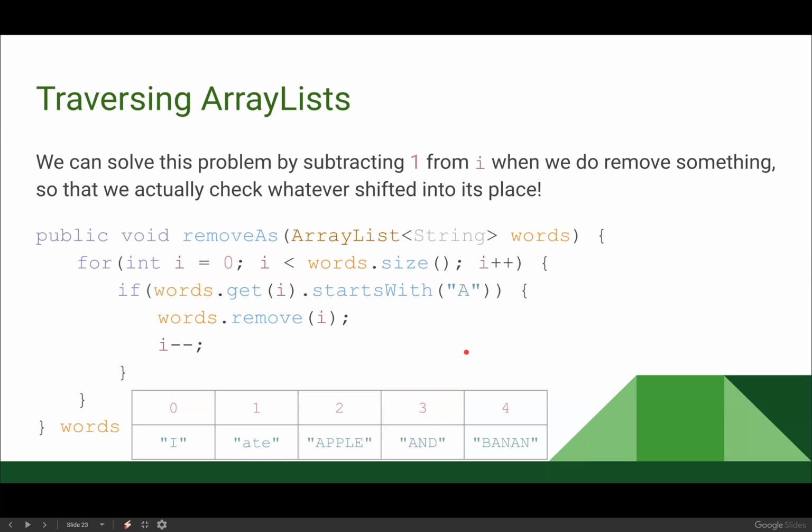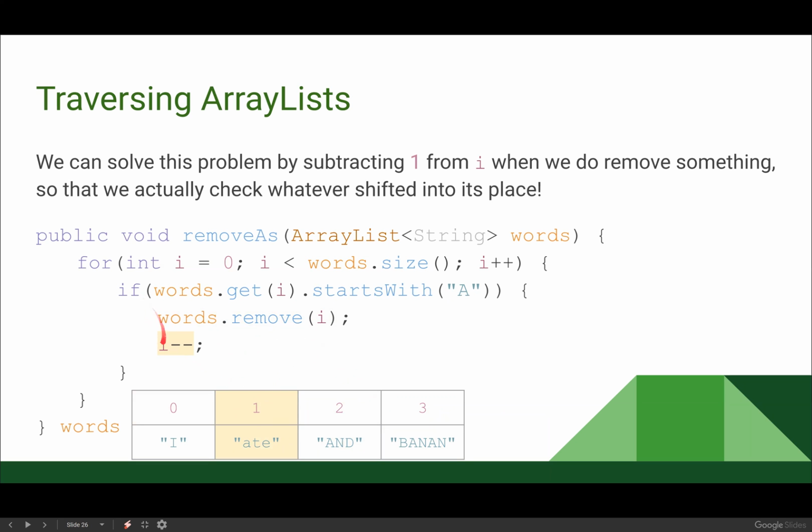So what we can do to solve this problem is anytime we actually remove something from our array list, we're going to subtract 1 from i. We're going to do an i-- so that we actually check the thing that got shifted into the place we were looking at. So if we skip ahead to i equals 2, we know that "apple" starts with A. When I remove index 2, we yank "apple" out. And then when we say i--, i shifts backwards so that i equals 1 now.